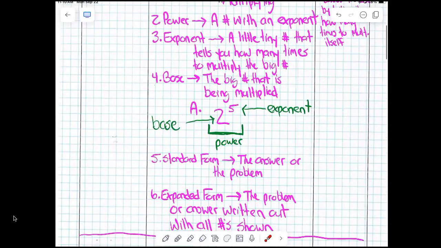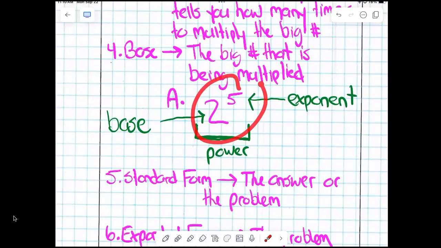Let's go all the way down here to this. This whole thing right here is called a what? Power. And what is the little tiny number called? Exponent. And what is the big number called? Base. So power is the whole thing. Base is the big number. Exponent's the little number, right? Yes.